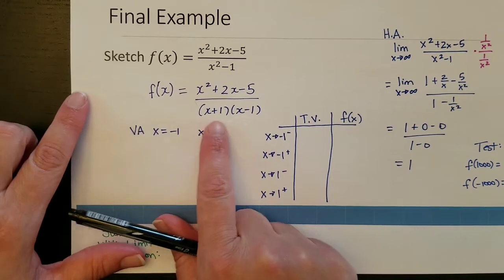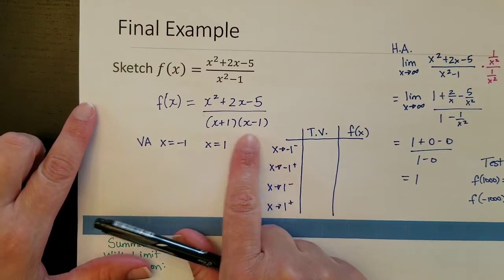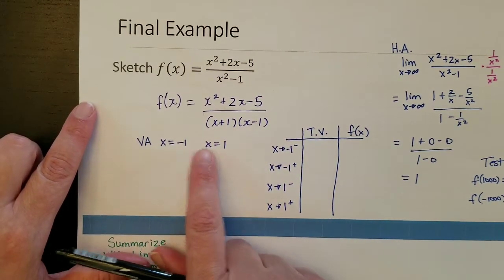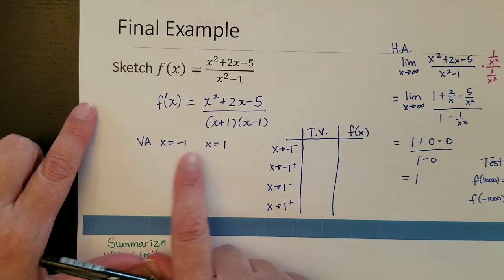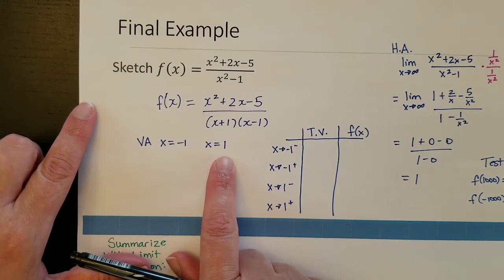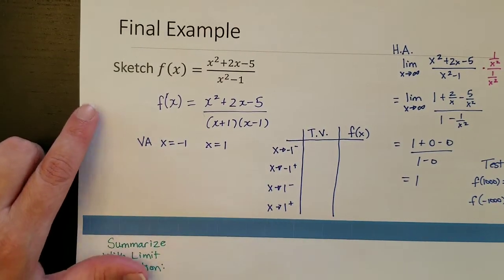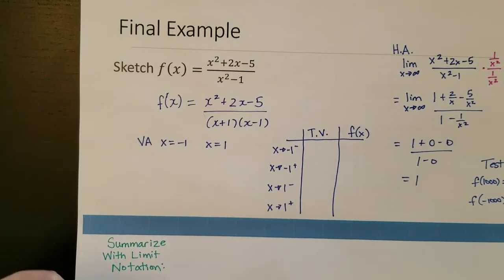So I think vertical asymptote's pretty straightforward. We're going to factor the denominator and set it equal to 0 and find where those restrictions are. So my vertical asymptotes are at x = -1 and x = +1.